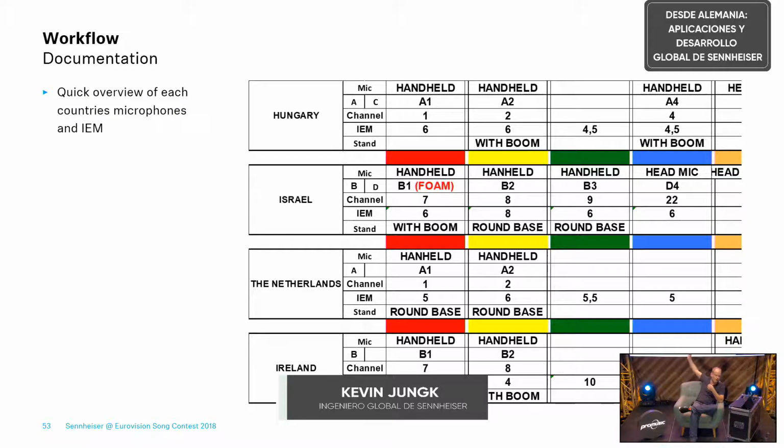This is always a quick overview for us when the next country is coming, which in-ear systems are being used, which microphone systems are being used. So I have a quick overview. Although after 4 weeks of rehearsing, you don't need much of this documentation anymore.